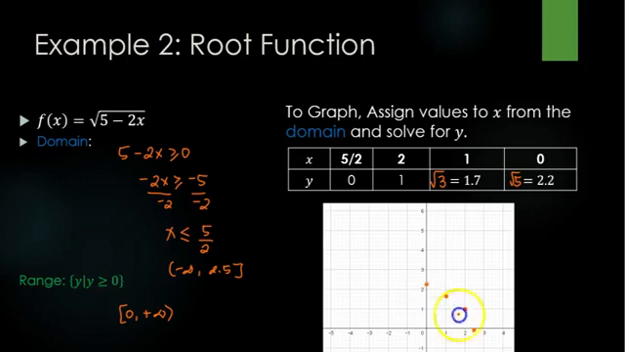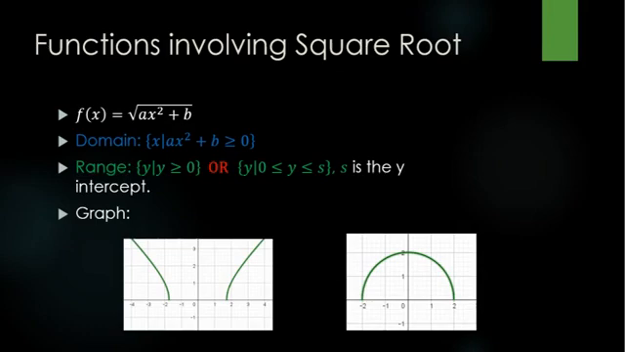So this is a rough sketch of the graph. It's half of a parabola opening to the left. Next, we can also have radicands that are quadratic. So we just have to solve for this quadratic inequality. If you need to review, there is a separate video about solving quadratic inequalities.